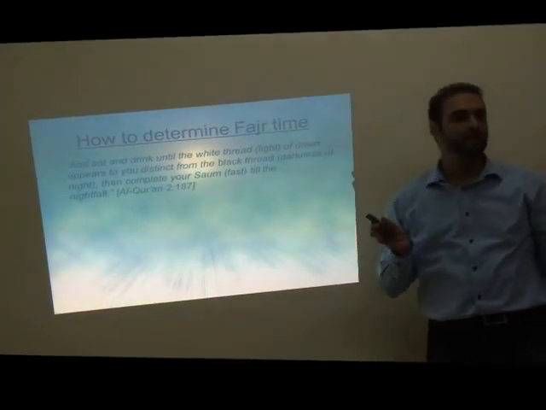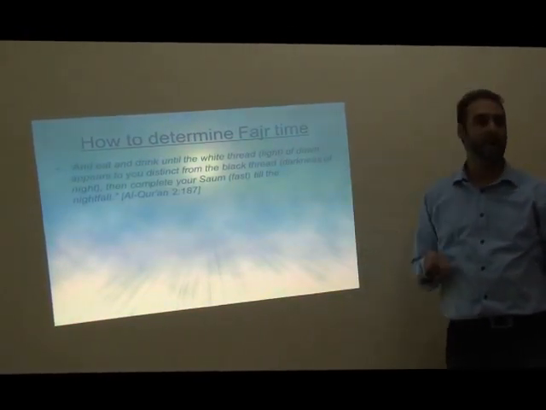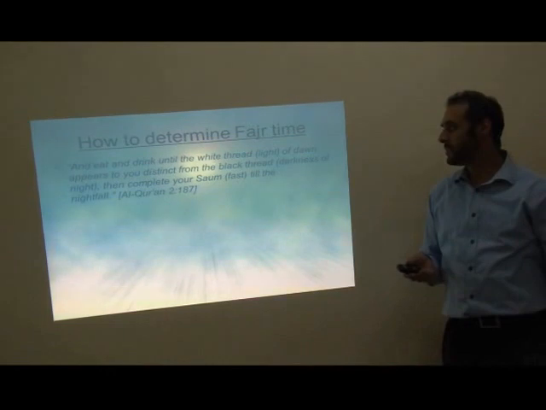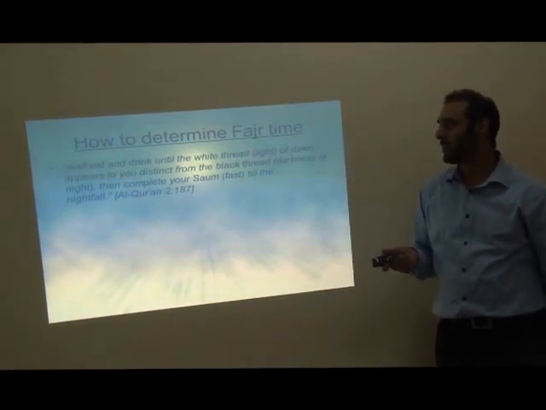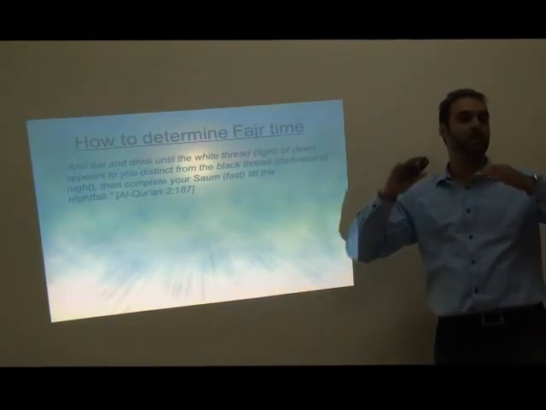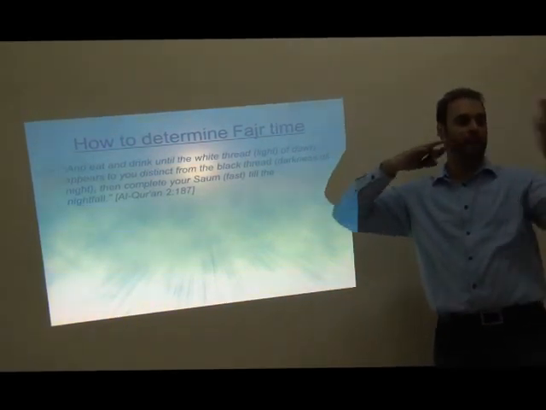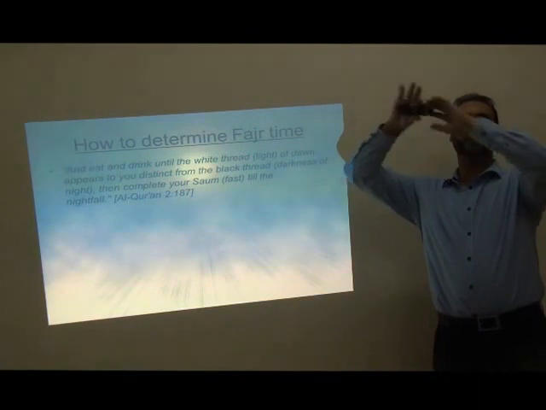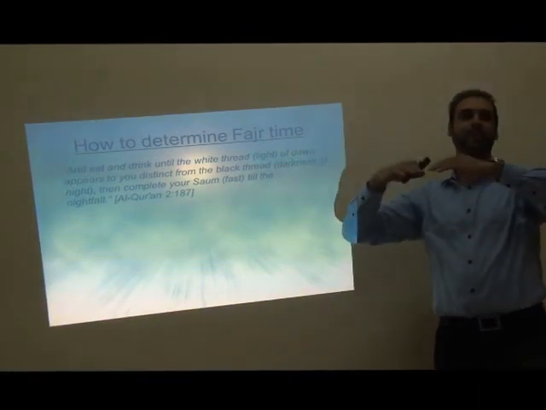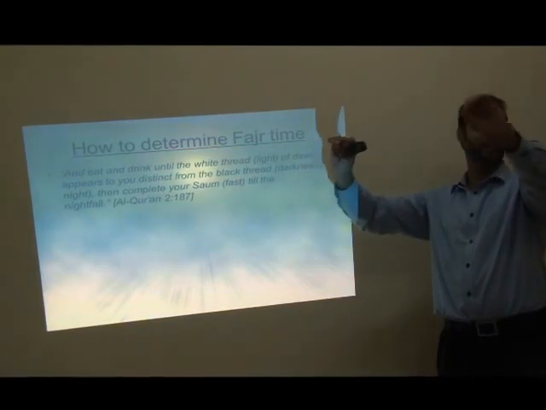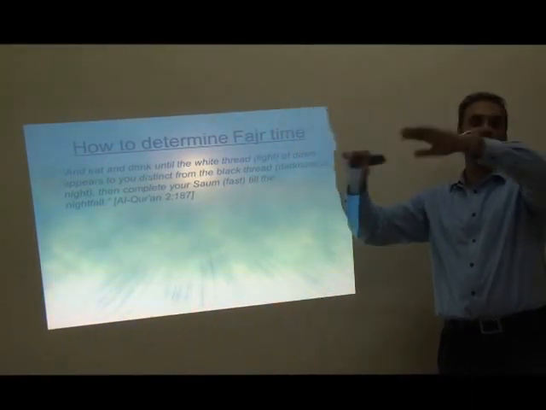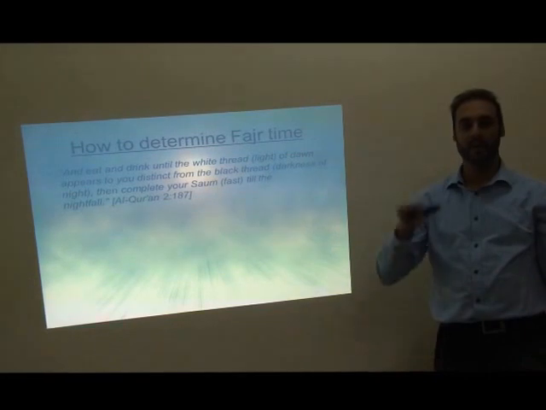So how is the time for Fajr determined? We have an ayah of the Quran: "And eat and drink until the white thread of dawn appears to you distinct from the black thread of darkness of night, then complete your sawm." So the black thread of darkness from the white thread of dawn. As you get first light and the light spreading across the atmosphere, that's the time of Fajr.